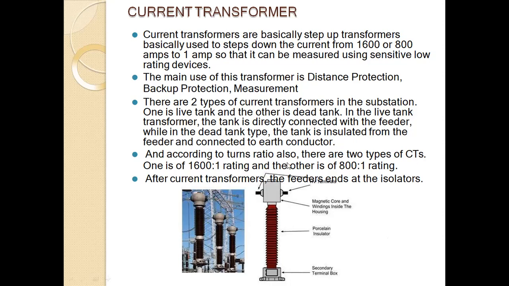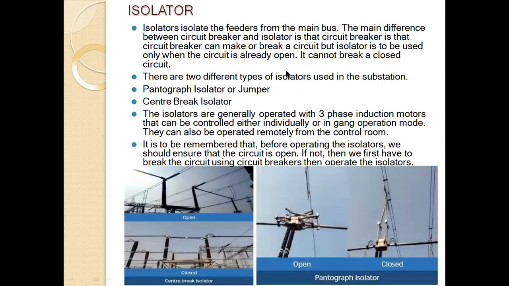According to turns ratio also, there are two types of CTs. One is the 1600 to 1 rating and the other is the 800 to 1 rating. After the current transformer, the feeder goes to the isolators. This is a magnetic core and a winding inside the housing. This is a protection insulator. Secondary terminal box. Next we are going to isolators. Isolator feeders from main bus.